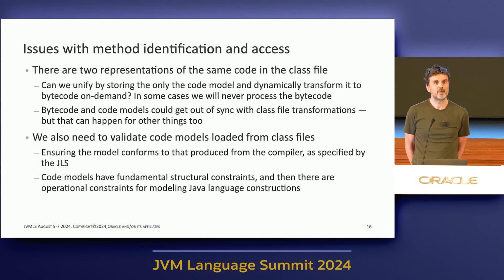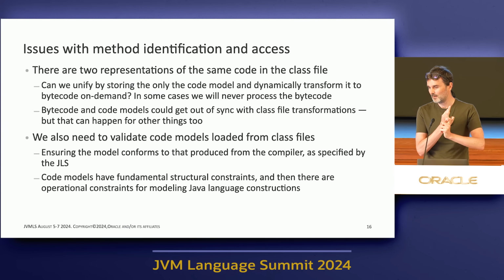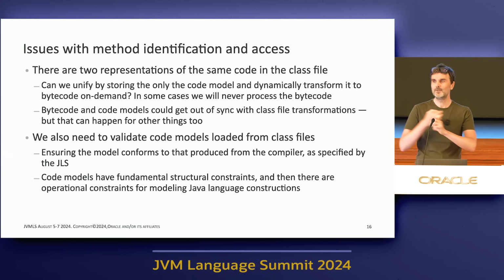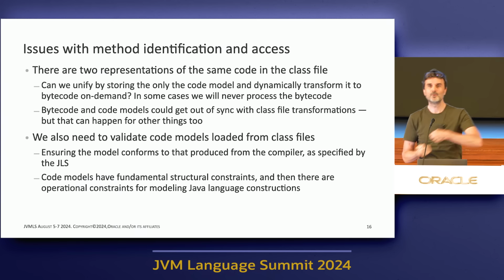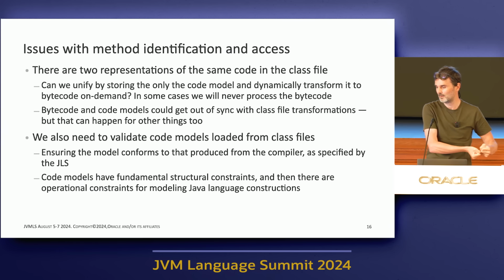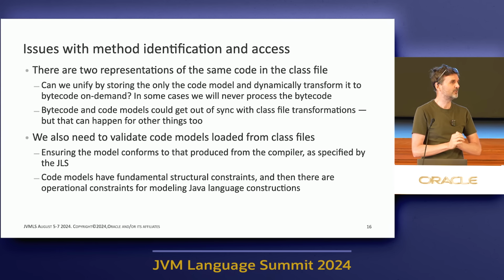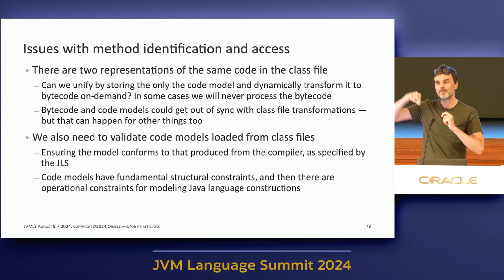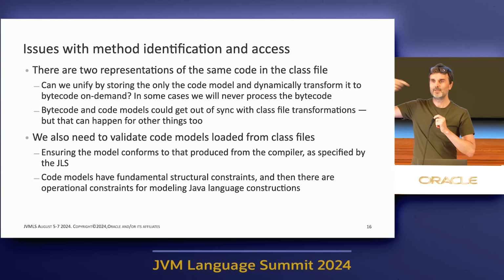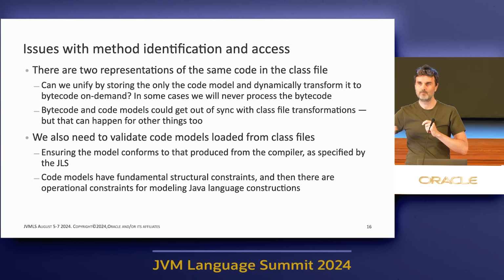So you may also notice there are two representations of code in the class file now: the bytecode and the code model. I was wondering, can we unify these, perhaps? What if we have only the code model, and when you need the bytecode, we dynamically transform and produce the bytecode on demand? Maybe we can use John Rose's Mindy, method invoke dynamic. The Mindy points to a bootstrap with the code model, and when we initially want to do something with it, Mindy kicks in and produces the bytecode for the method.